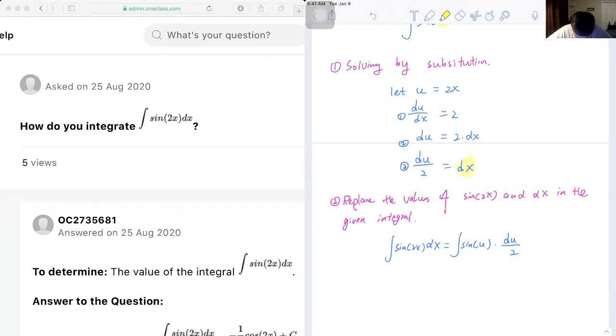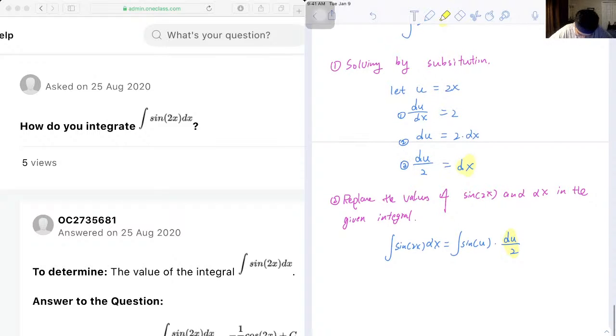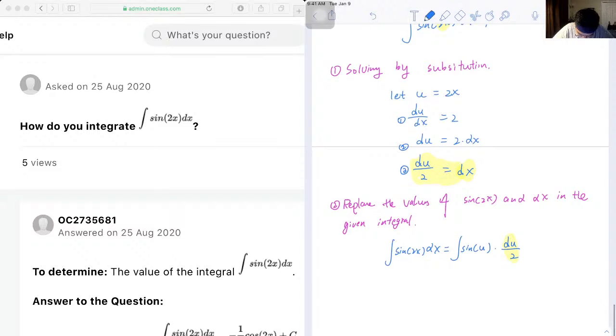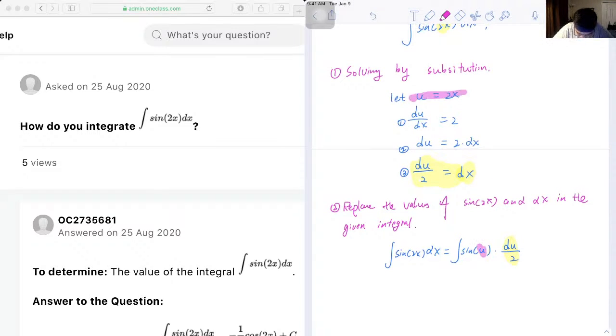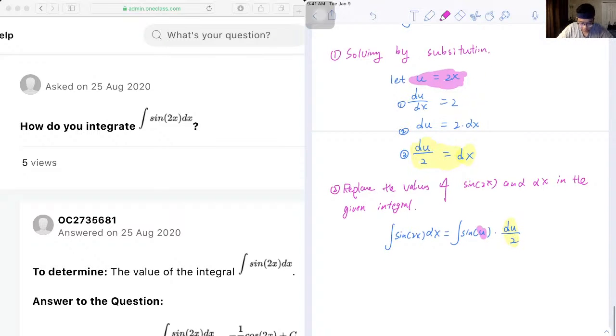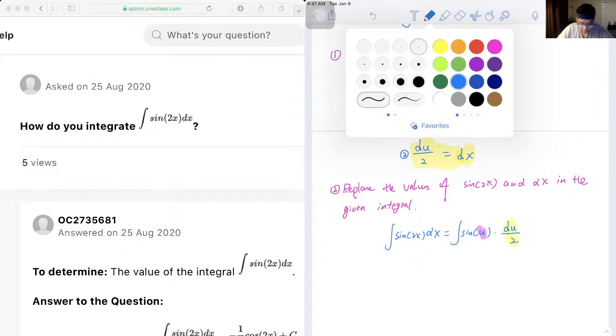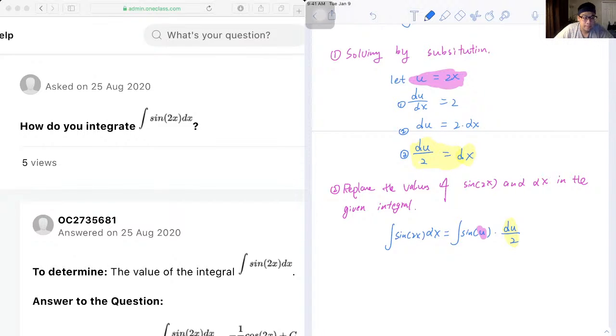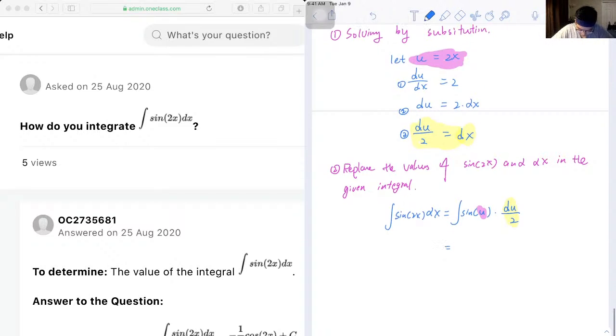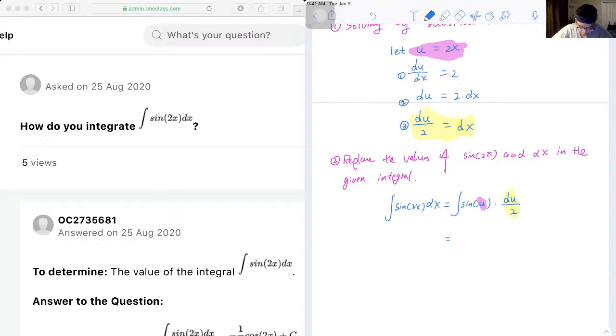And the dx is from this part. So du over 2 is equal to dx. And the u is from right here. Okay, so we sub that in. And then we solve for one more step. So this is also going to be equal to 1 over 2 integral sine u du. Okay?